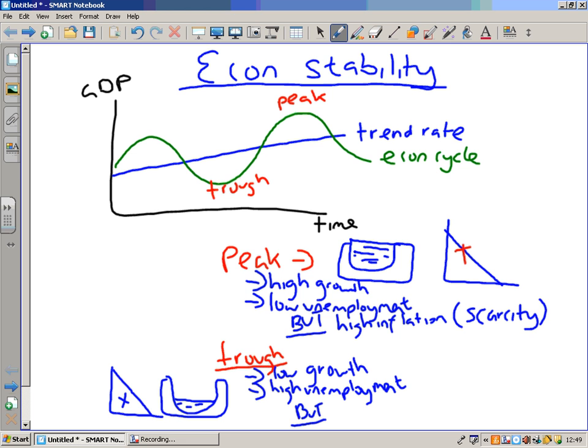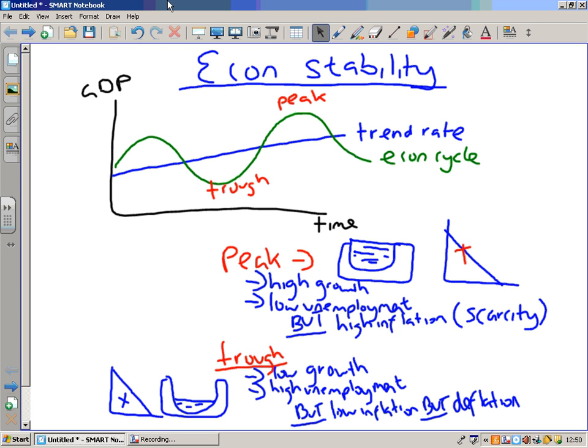What this should mean though, because we have no scarcity, is low inflation, but there's a potential for us to get deflation, so price levels might actually be falling. Now, clearly, both a peak and a trough create problems.